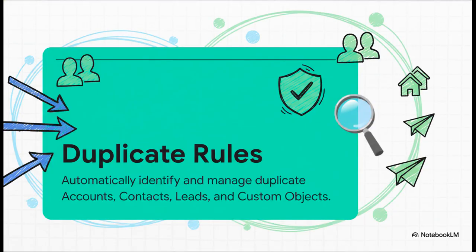Okay, the other huge enemy of data quality, duplicates. They're the worst. Salesforce's built-in duplicate rules are your defense here. You can set them up to automatically flag potential duplicates on accounts, contacts, leads, all the important stuff right as a user is creating them.